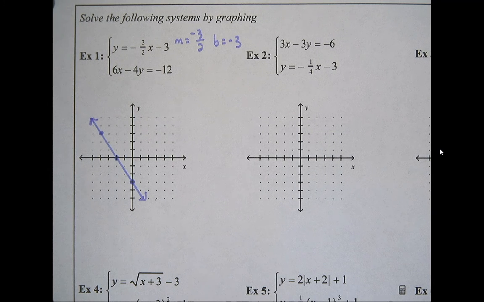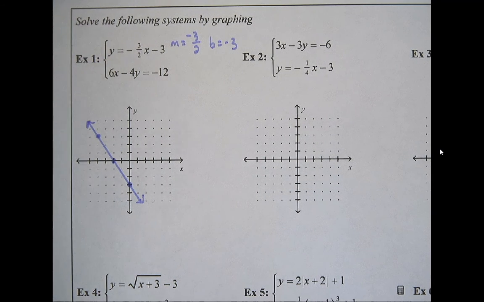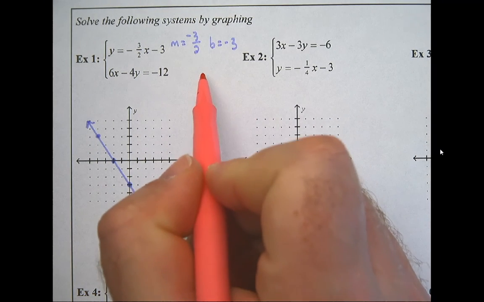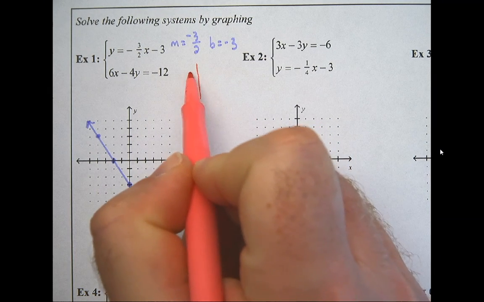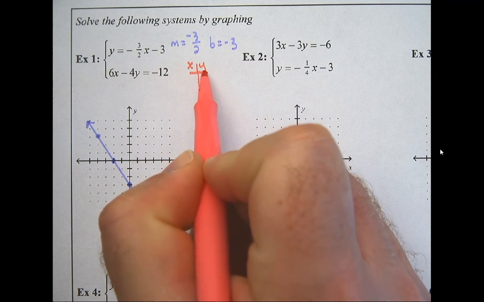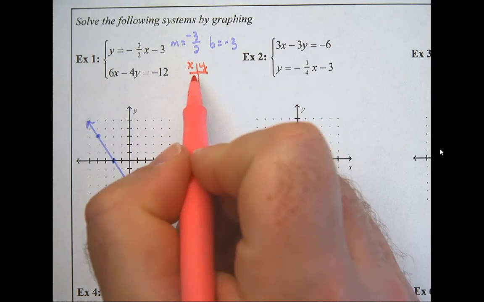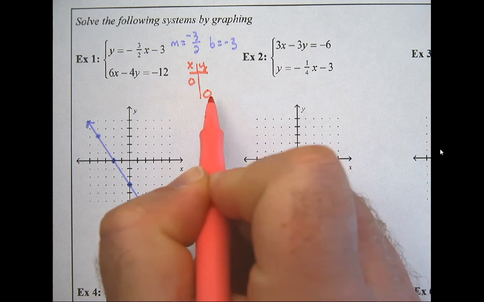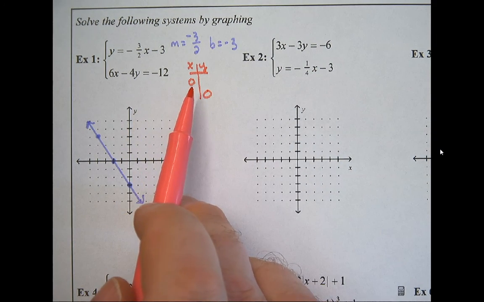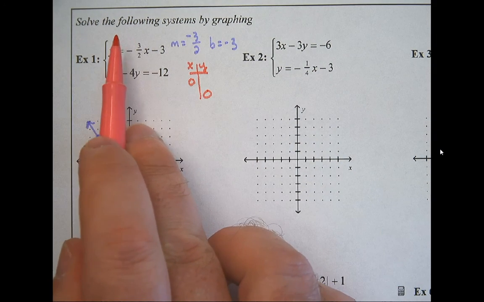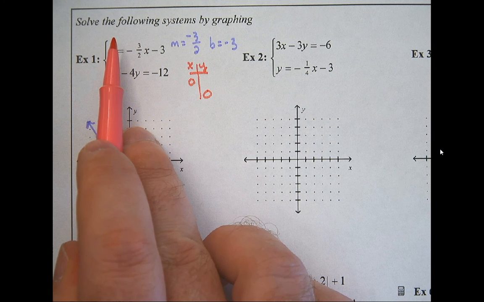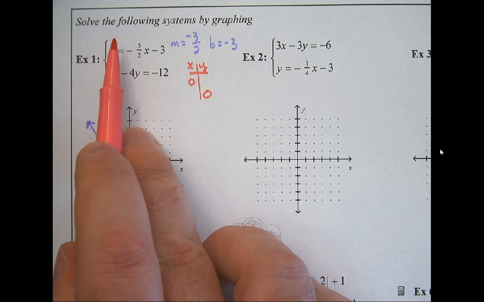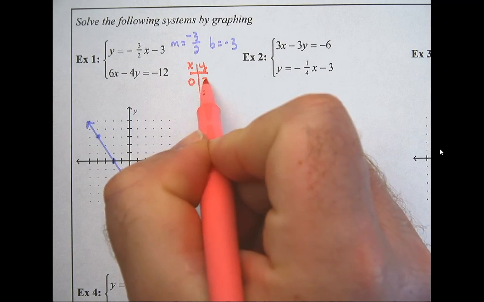Now I want to do this again for my other equation. The other equation is in standard form. Standard form, we do what's called the cover-up method. That's where we put a 0 in for x and solve for y, put a 0 in for y and solve for x. So when I put a 0 in for x, that means the x term is gone, and I have an equation that says -4y equals -12. Divide by -4, and we get 3.